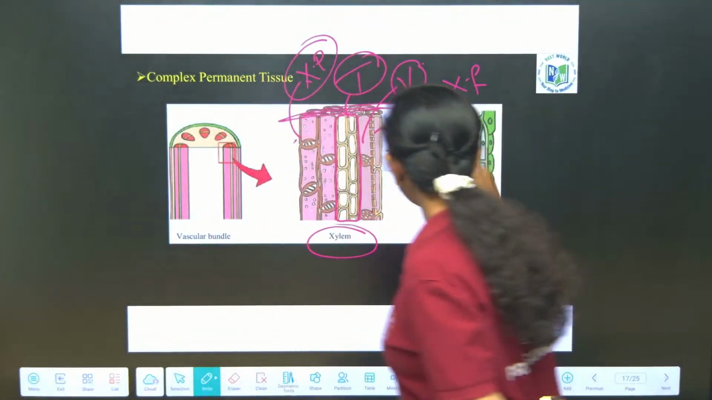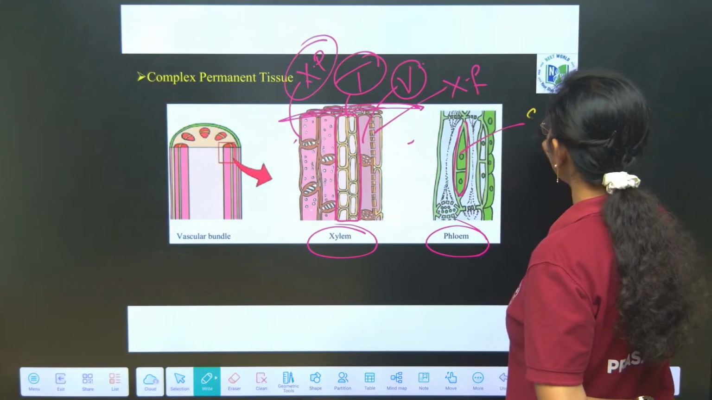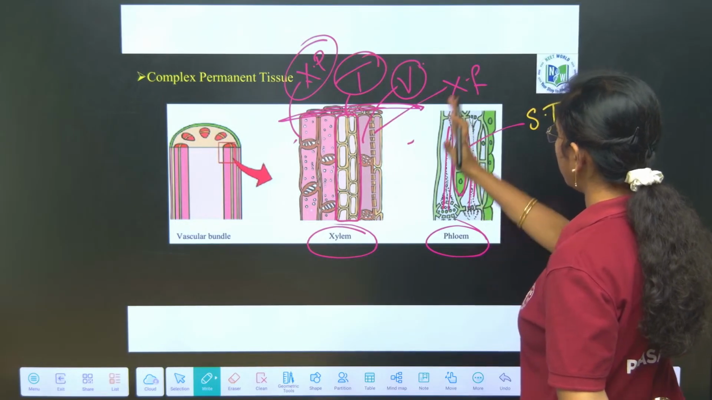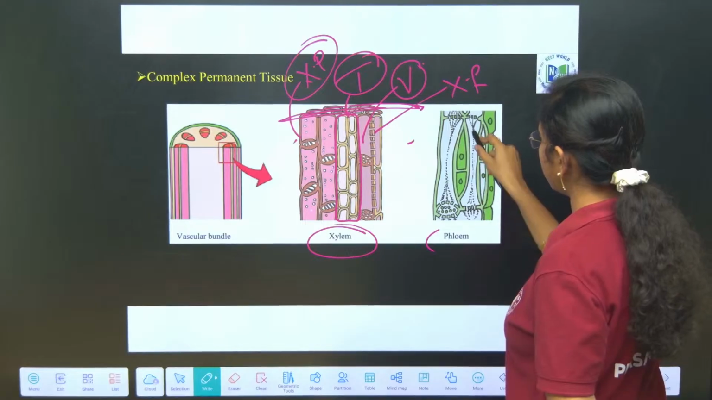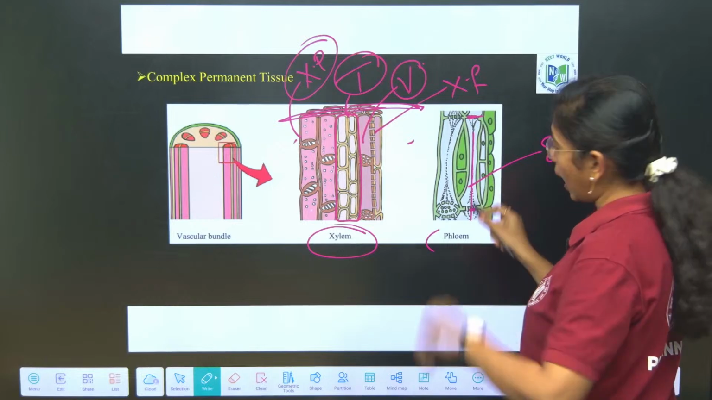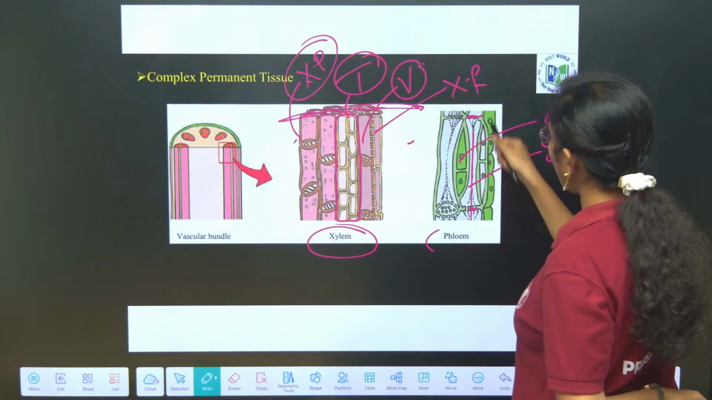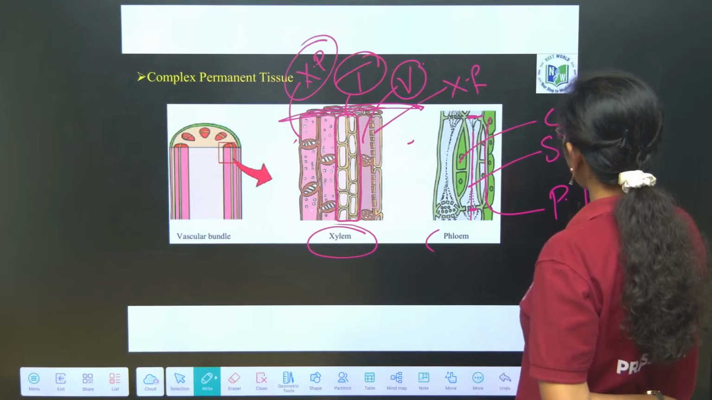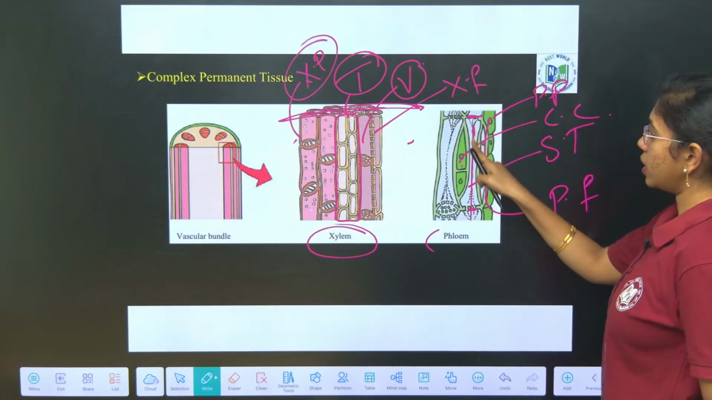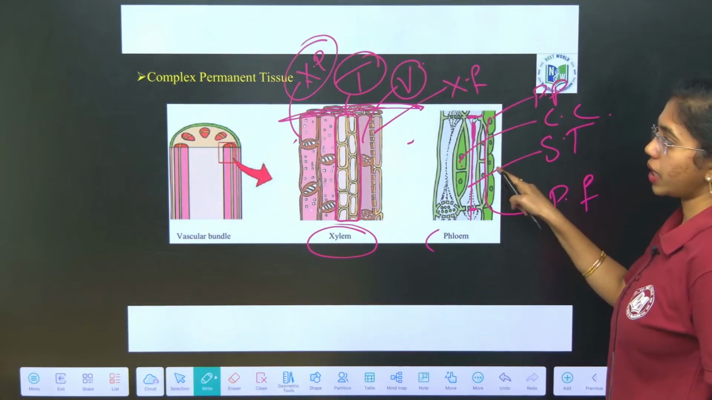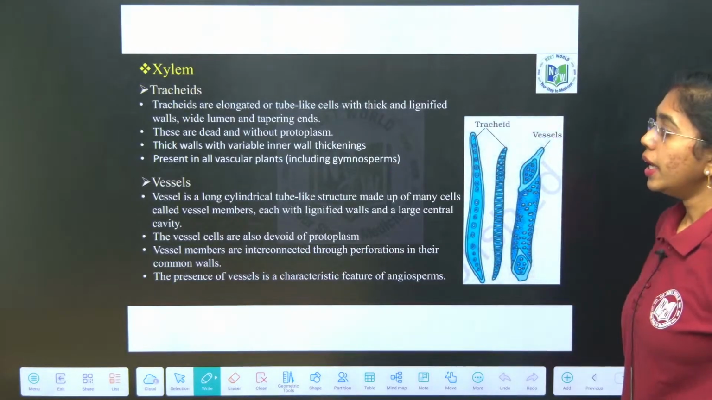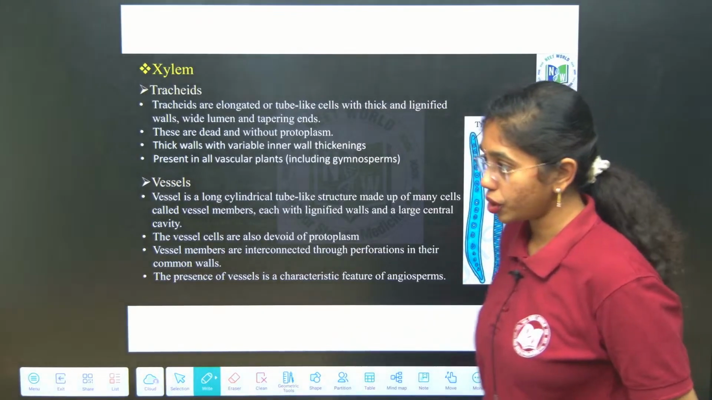In phloem, at the center you can see sieve tubes, followed by companion cells. These are the sieve tubes, which have sieve plates at the peripheral ends, and these are companion cells, followed by phloem fibers, lastly phloem parenchyma. Sieve tubes, companion cells, phloem fibers and phloem parenchyma. These are complex permanent tissues. Here we go with each tissue description in xylem.